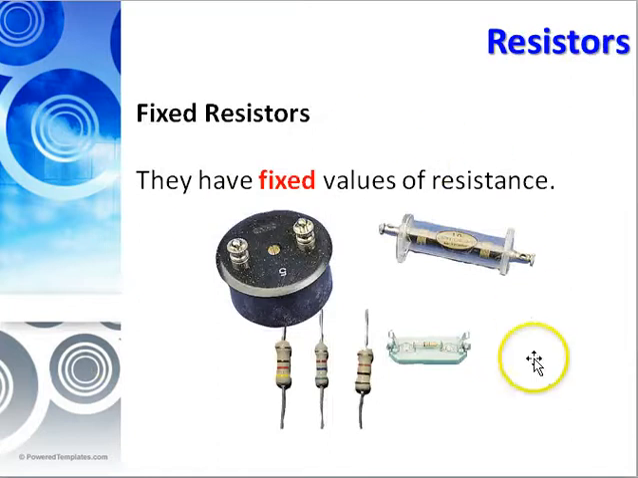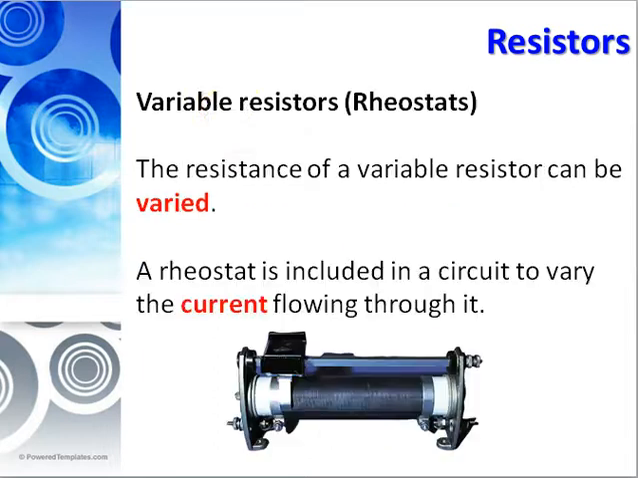Now, these are the fixed resistors that you'll see. In the circuit boards of many appliances that we use, you tend to see these resistors here. This one, generally you'll see in the lab. This also is a glass tube resistor. Same thing here, this is the same as this. So these are the examples of your fixed resistors.